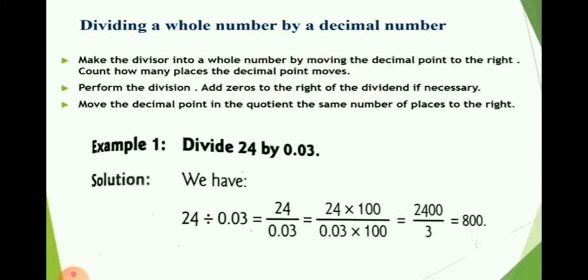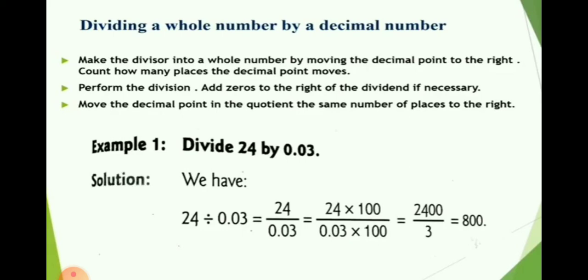Dividing a whole number by a decimal number. Make the divisor into a whole number by moving the decimal point to the right. Count how many places the decimal point moves. Perform the division. Add zeros to the right of the dividend if necessary. Move the decimal point in the dividend the same number of places to the right.